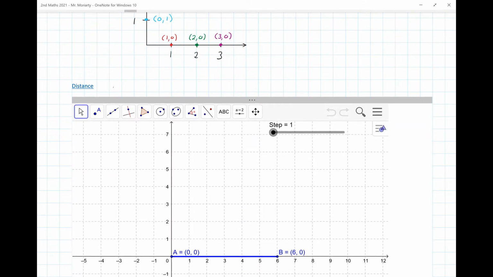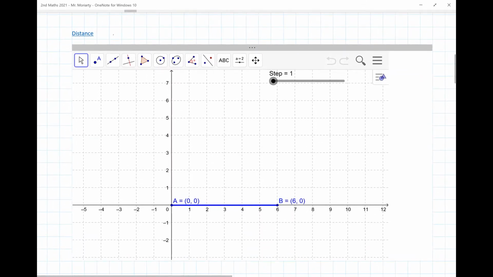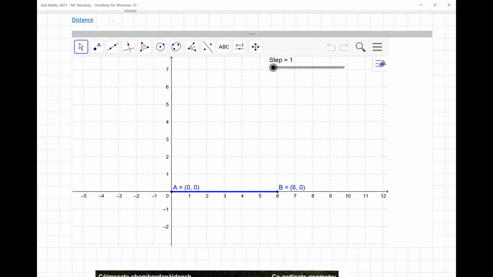Distance between 2 points. If we have 2 points and we want to find the distance of the line that connects them, here's our first example. We have the point A, which is the origin 0, 0, and another point B, which is 6, 0. And there's that blue line connecting the two of them. You can pause the video now and have a think about it: what is the length of that line?